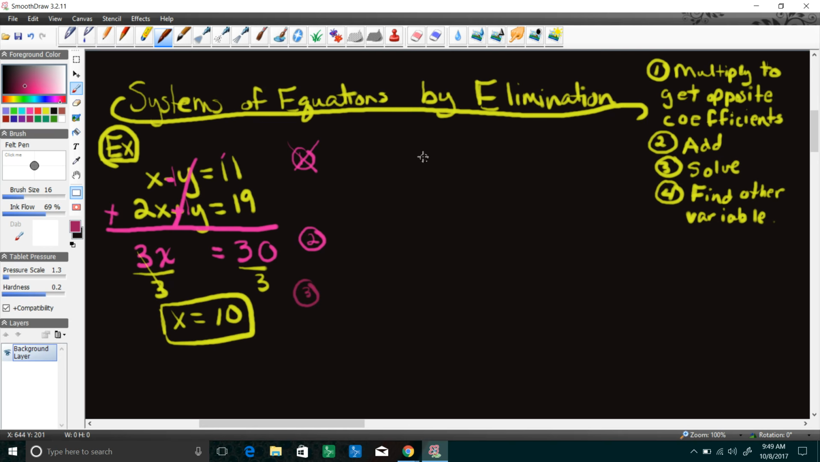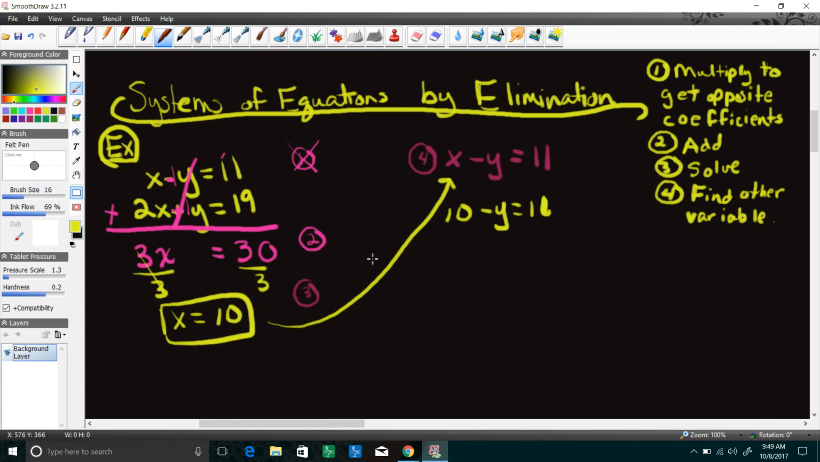So for step number 4, I take my x and I plug it back into one of the originals. I'm going to go ahead and use the first one. So x minus y equals 11. So this step right here, this is kind of like the substitution method. We just take this value and plug it in. So this is the same as before. So I'm going to say that 10 minus y equals 11. So I'm just plugging in this 10 into the x. And I'm going to solve for y.